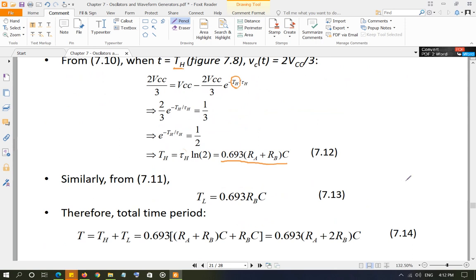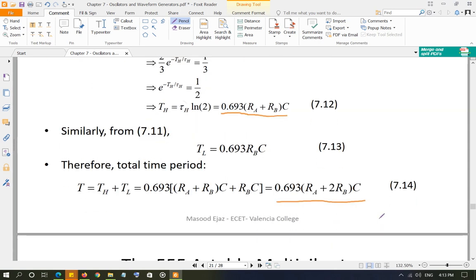And similarly, from the other equation 7.11, when the capacitor is discharging, we can figure out that the low time is 0.693 RB times C. So again, you can see that TH is of course a longer time because you also have another resistance. The resistance here is high, the resistance here is low. So of course TH is longer than TL. The total time period is going to be the addition of TH plus TL, and it comes out to be 0.693 (RA plus 2RB) C.